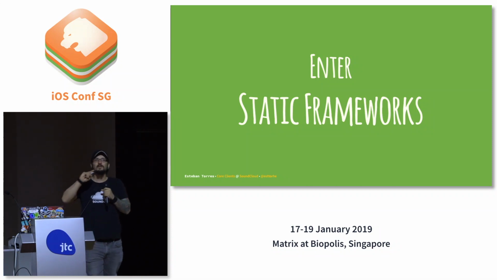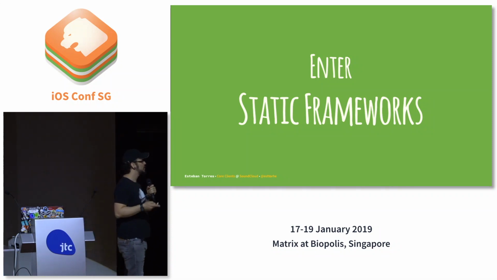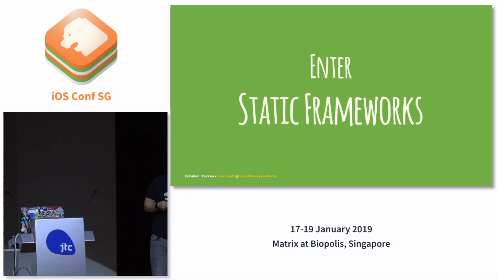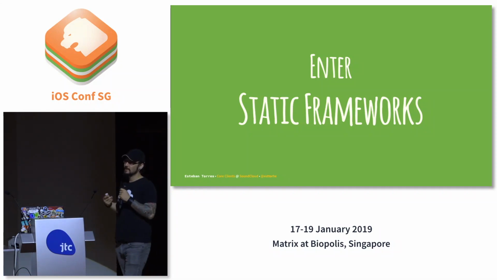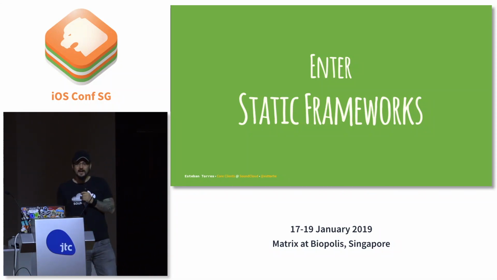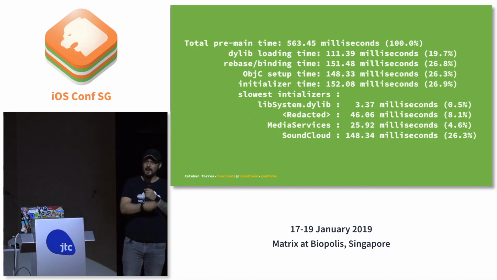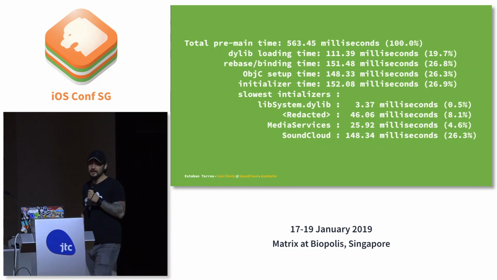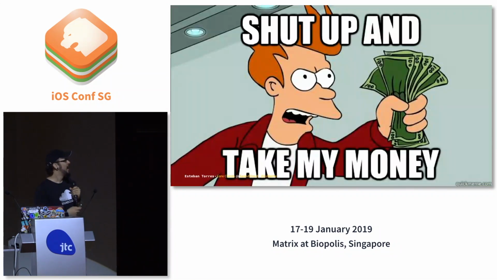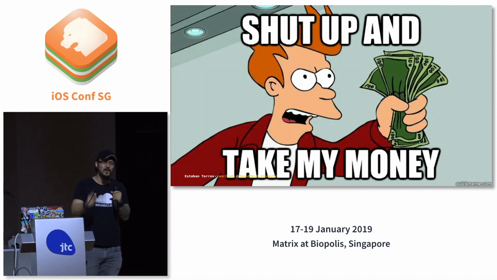And it was just a matter of switching the Mach-O type of each of our frameworks, and then fixing some bugs and changing the tests. But it wasn't all that bad. And after that, we basically reduced our pre-main time to half a second. So you can see how it was great. It was amazing. And you might be thinking, shut up and take my money. I'm going to go back home and do it now.